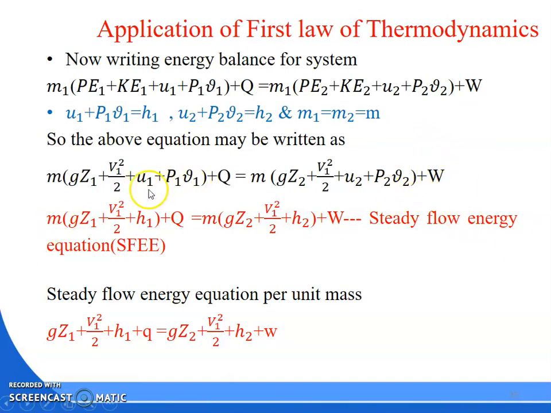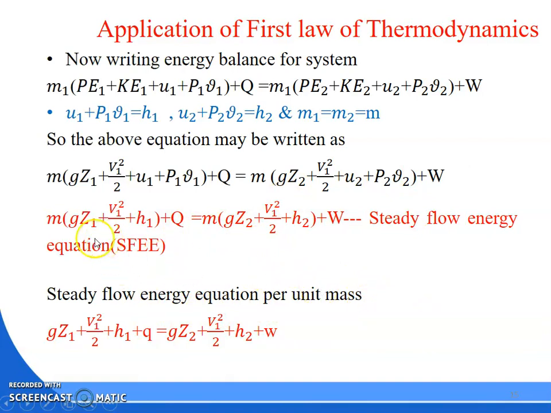So in place of U1 plus P1 V1, what can I write? h1. So M gZ1 plus V1 square by 2 plus h1, where U1 plus P1 V1 is written as h1, plus Q is equal to M times gZ2 plus V2 square by 2 plus U2 plus P2 V2, that is h2, plus W. That is your steady flow energy equation. Now the steady flow energy equation per unit mass.